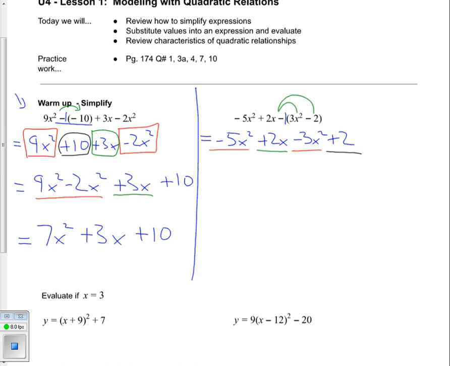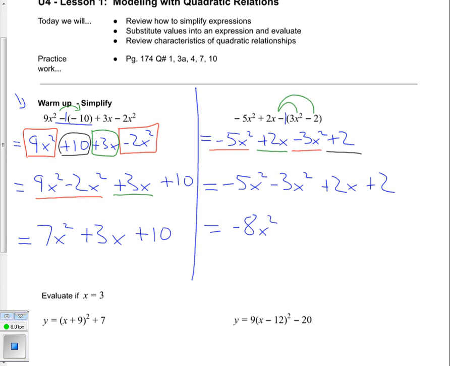So now I'm going to actually go through and simplify. So what I'm going to do is I can take negative 5x squared minus 3x squared, again, plus 2x plus 2. So negative 5x squared minus 3x squared is actually equal to negative 8x squared.